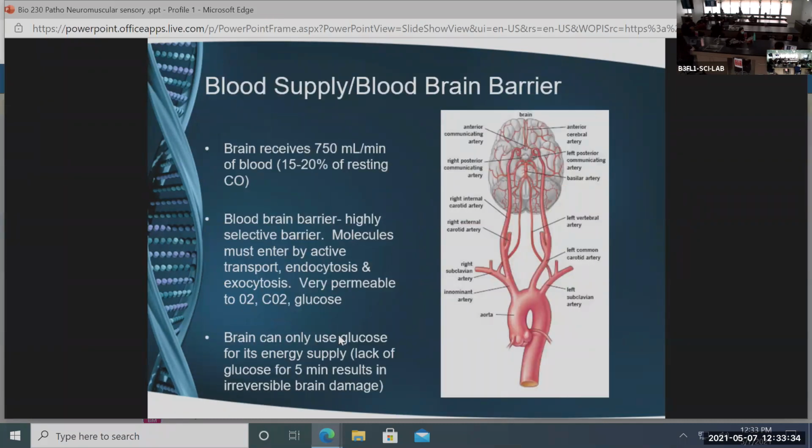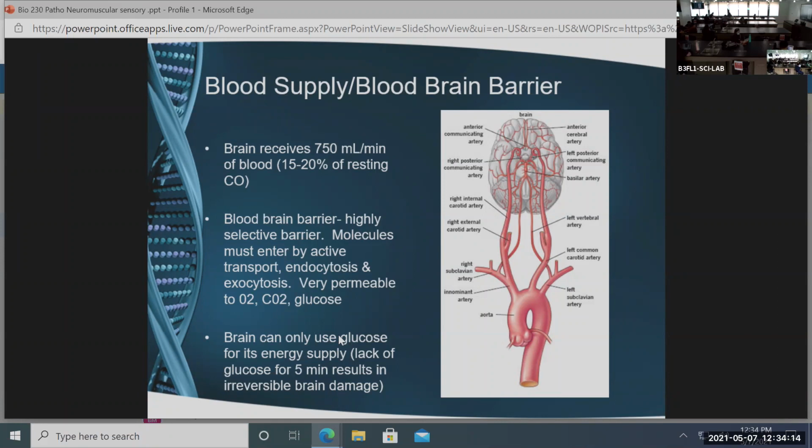Blood supply. Please remember, per minute, how much blood does the heart pump out? 5 liters. Out of that 5 liters, the brain is getting almost 750 ml. Look at it. The brain forms only 2% of the body weight, but it's getting almost 15 to 20% of the cardiac output.